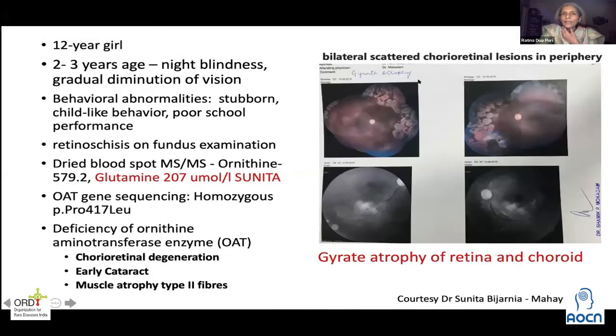And this is a very typical picture of gyrate atrophy of the retina, where there are very high levels of ornithine because of a metabolic block, and this is deposited.